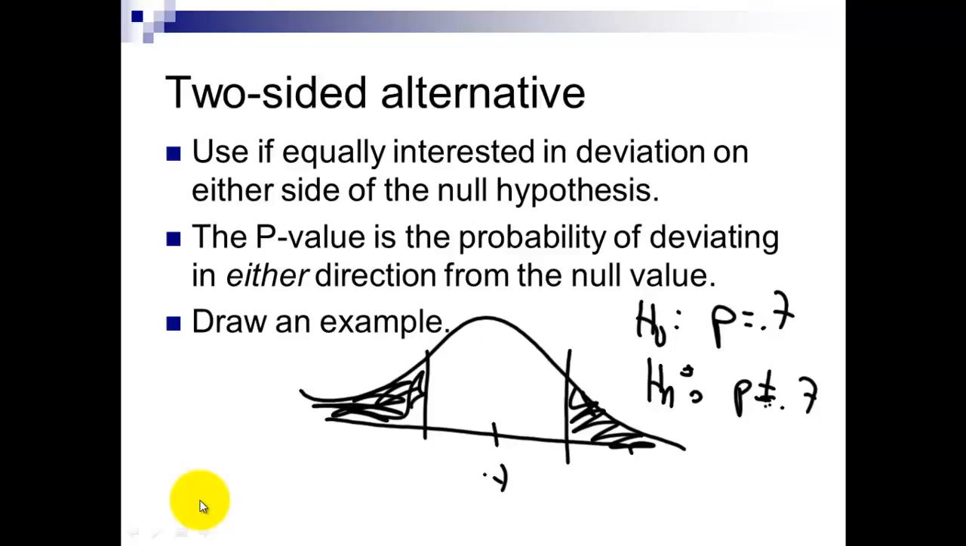Wait, why is everything not shaded except right there? Not shaded where? What are the values? Why isn't all of this shaded?